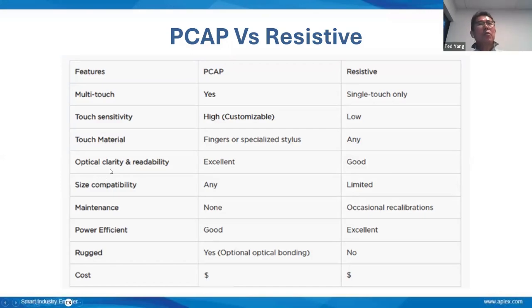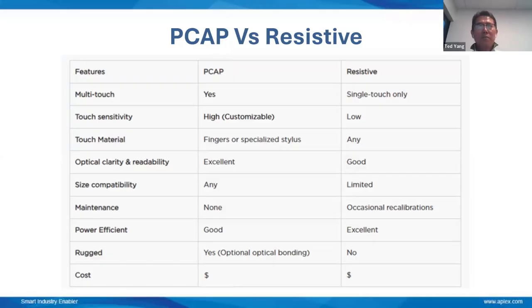And optical bonding is definitely clearer. I mean, capacitive is definitely clearer and more readable than resistive. Size-wise, capacitive varies. They can go to all different sizes, but resistive is limited to a certain size. Maintenance for capacitive is much easier because it is glass outside, and resistive requires calibration from time to time. Power efficiency, yes, resistive is a little better than capacitive, but we are talking about very little, sub-watts, so it is not really a concern.